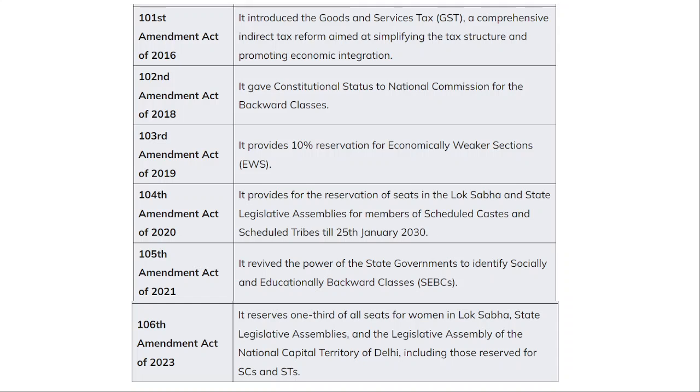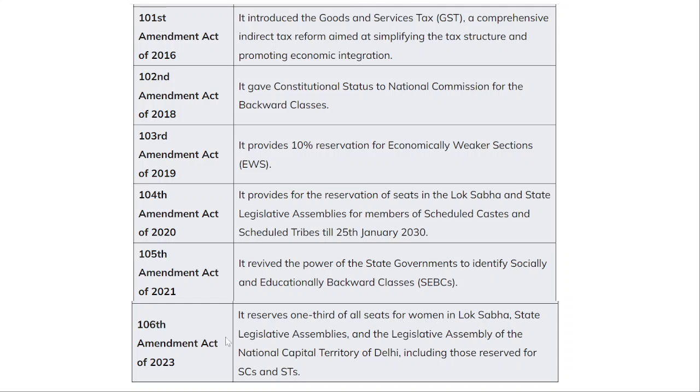So 105th is state government to identify socially and educationally backward classes. This is quite recent, right? 2021. It's in the news also. So basically, it's the state government that will identify the socially and educationally backward classes. Okay.